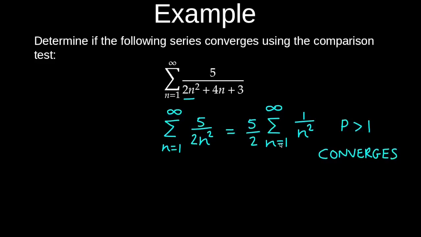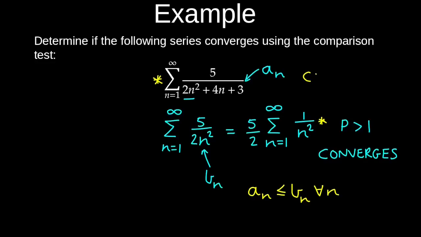And if we designate these terms in the series as An, then we can see that these terms here are always going to be smaller than Bn for all n. So therefore, due to this condition, and because our series here converges, then this series also converges by the comparison test.